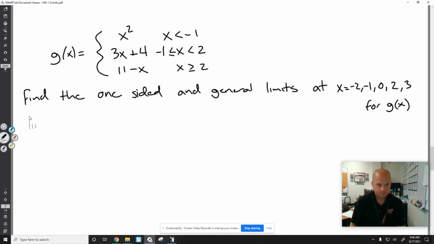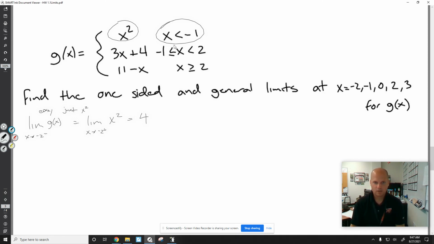If I asked you what's going on at negative 2 of this function g of x, you look at your domains and you realize, okay, I'm just using negative 2 with this piece. So really, this is the same as the limit as x approaches negative 2 of just x squared. It's just like if I plugged in negative 2.0001, negative 1.99999, you'll get the same thing, which is just negative 2 squared, and I get 4. That's an easy one because I'm just focusing on x squared.